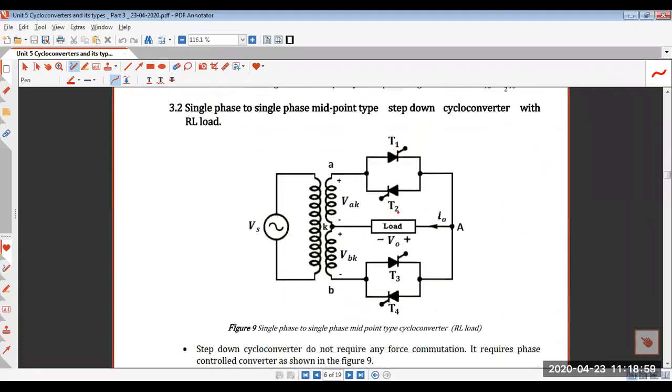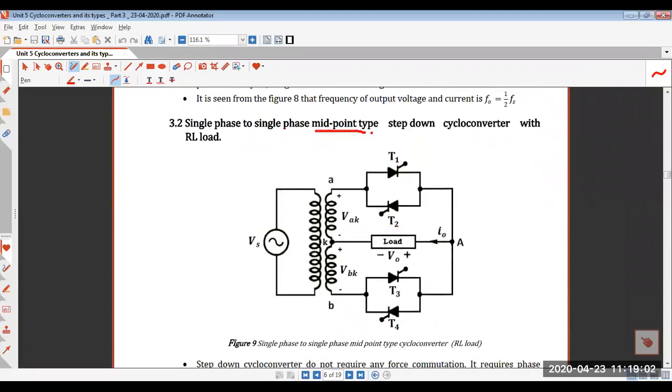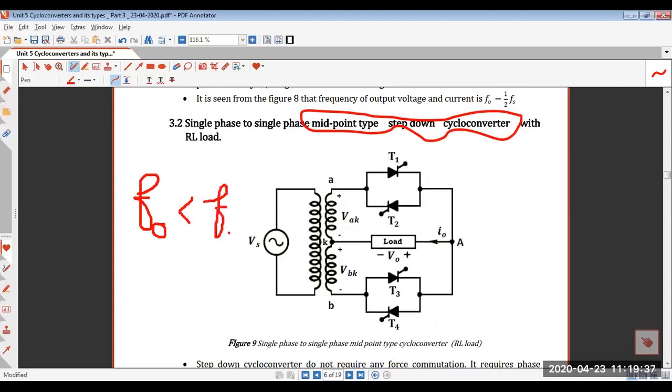So let us start with the topic. The first is the midpoint type step-down cycloconverter. In our yesterday's lecture also, we discussed how a step-down cycloconverter works and why it is called a step-down cycloconverter, right? So I'll repeat this one. Step-down means the output frequency of the signal is less than the input frequency Fs, right?